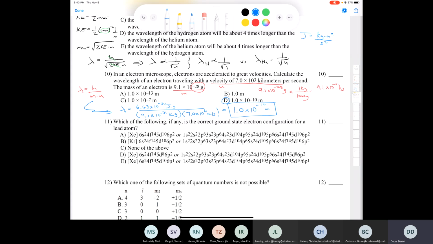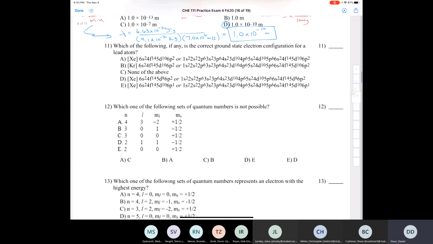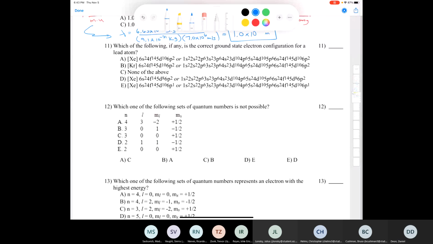And so our answer is D. Let's try a question that deals with electron configuration. It's asking us to determine the electron configuration for a lead atom. This is nothing more than just determining the electron configuration for lead. You can see that we're given the shorthand electron configuration for all of the possible answers, so let's just work with that.